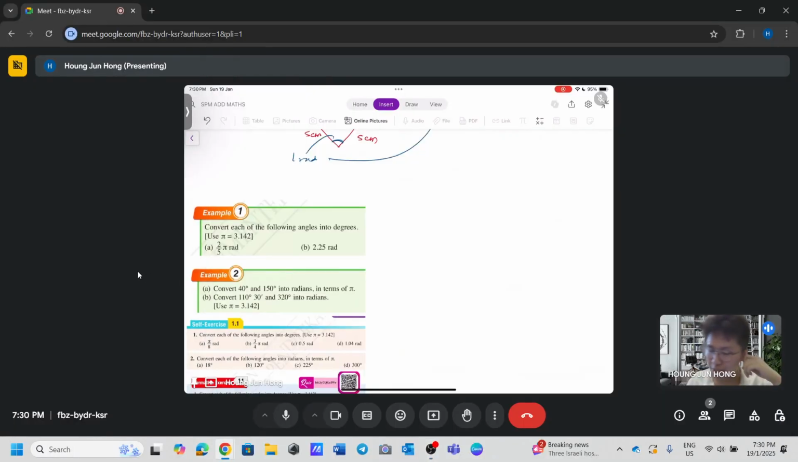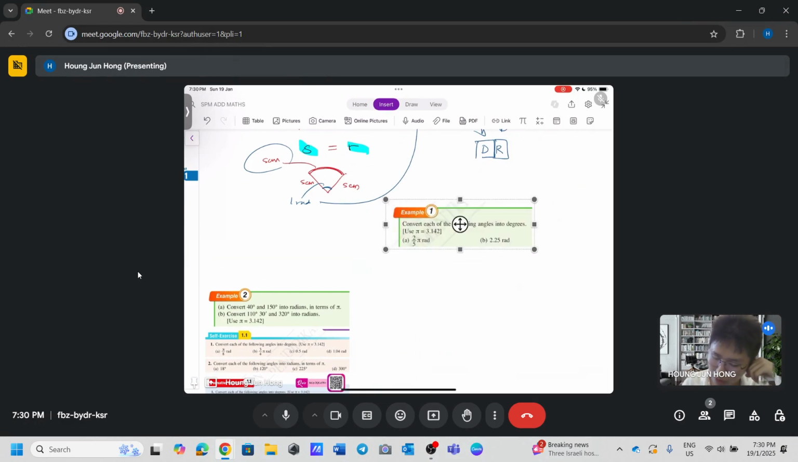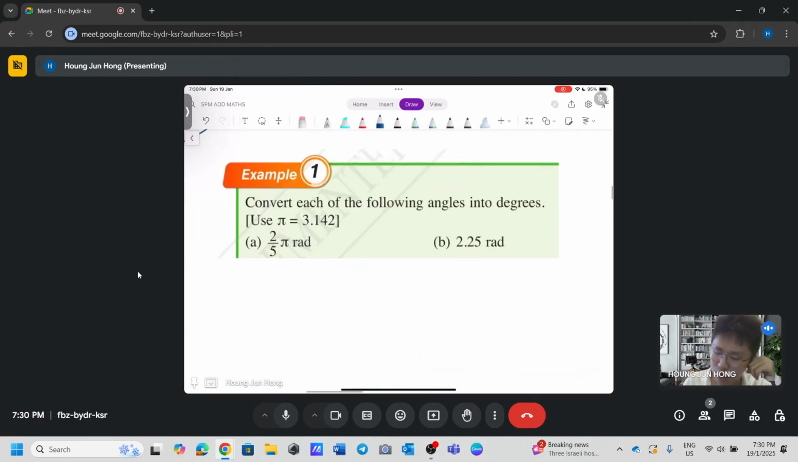Okay, so now we're going to go through a few examples in the textbook over here. Again, this is very simple, so I'll go through quickly. For the first question, we're taking from example 1. Again, this should be very simple.